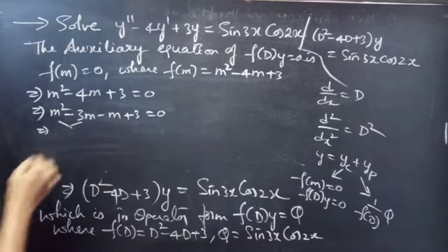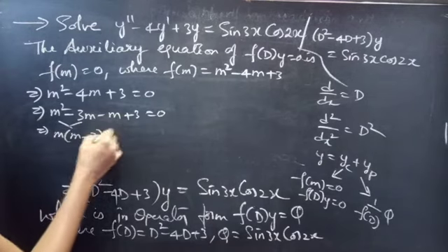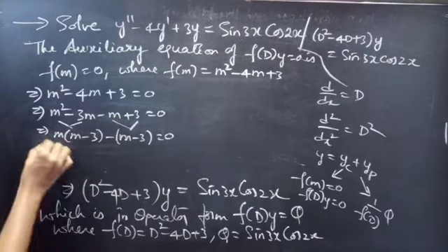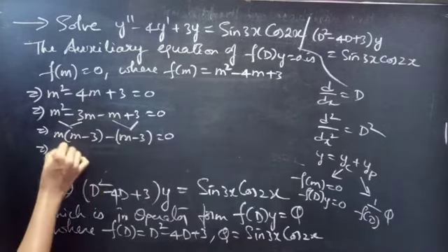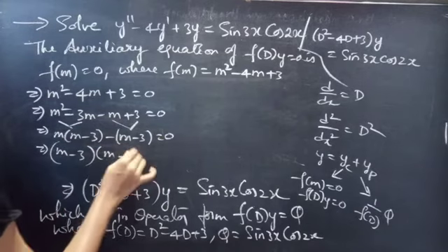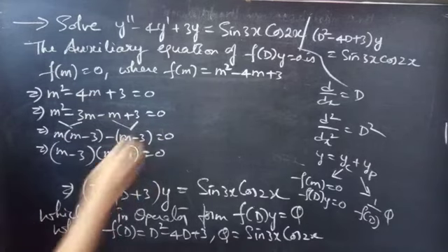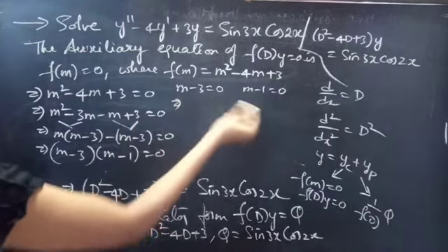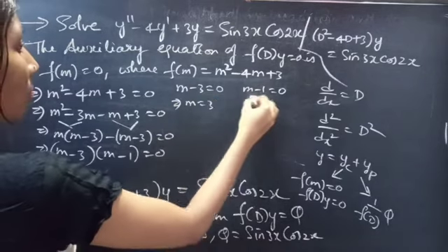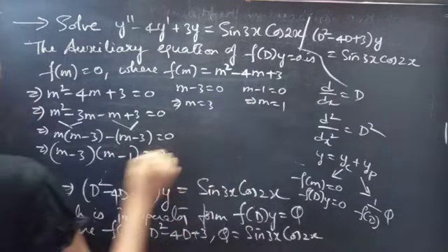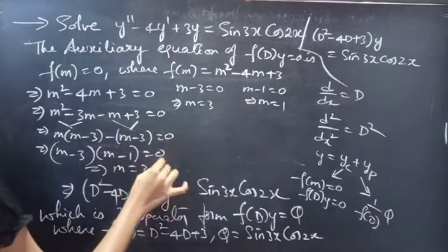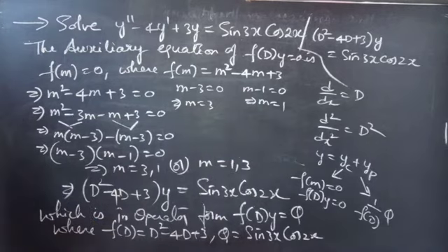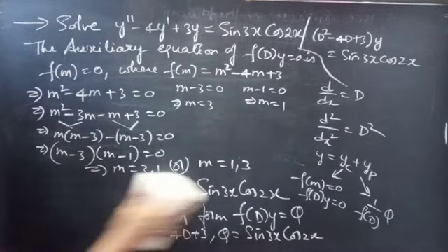Now take m common from the first two terms, we'll get m times (m minus 3). And take minus common from the next two terms, we'll get minus of (m minus 3) equals 0. You notice you're having m minus 3 in both the terms, so let's take m minus 3 common, then we'll get (m minus 3) into (m minus 1) equals 0. Now we equate each factor to 0. From m minus 3 equals 0, we'll get m equals 3. And from m minus 1 equals 0, we'll get m equals 1. So our roots will be m equals 3 and 1, or m equals 1, 3. We got the roots which are real and distinct.